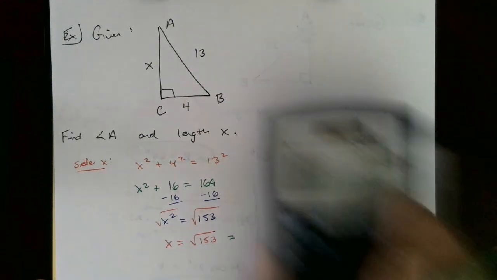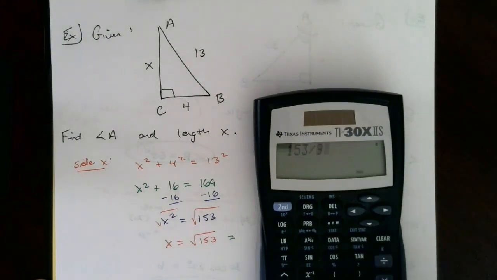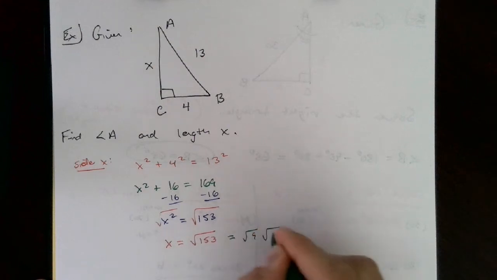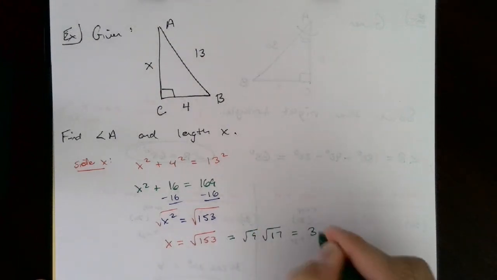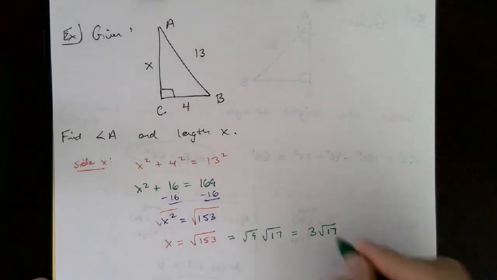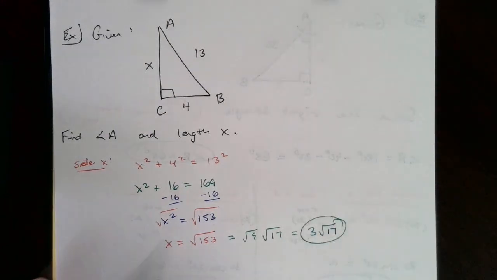Well, if we check it out, 153 is divisible by 9. So it's the square root of 9 times the square root of 17, which equals 3 square root 17. So that's the length of side x. We're going to keep it in exact form. So that's the exact answer, as opposed to a decimal form.